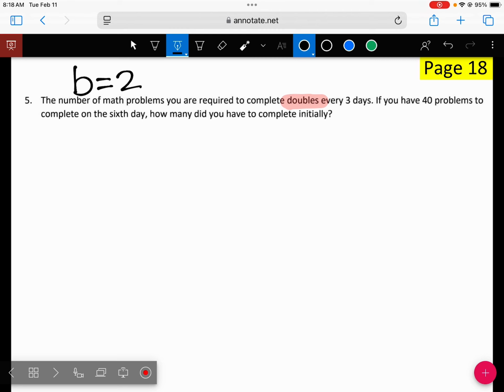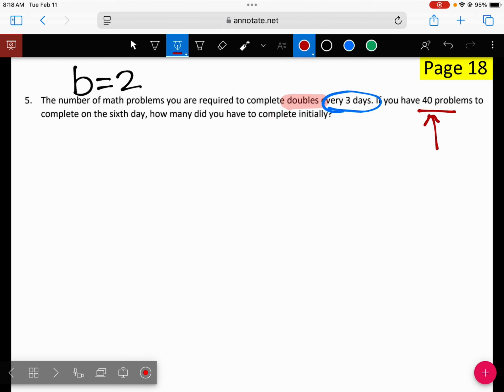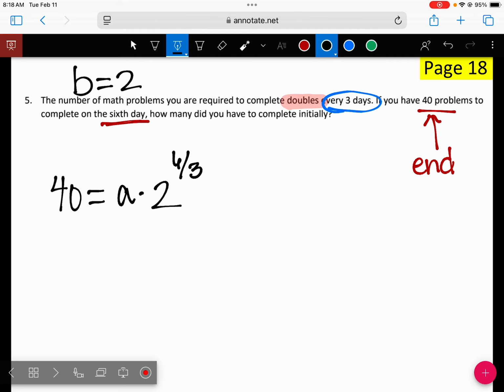But this one is tricky because it says every 3 days. So we're going to have to do something with that 3. If you have 40, and that's my ending amount, this is my end, on the 6th day, so X is 6, how many did you start with? Initially means starting value. So we have 40 equals, we don't know A, times 2. And then because it's every 6th day and it doubles every 3 days, you're going to take that 6 and divide that by 3.